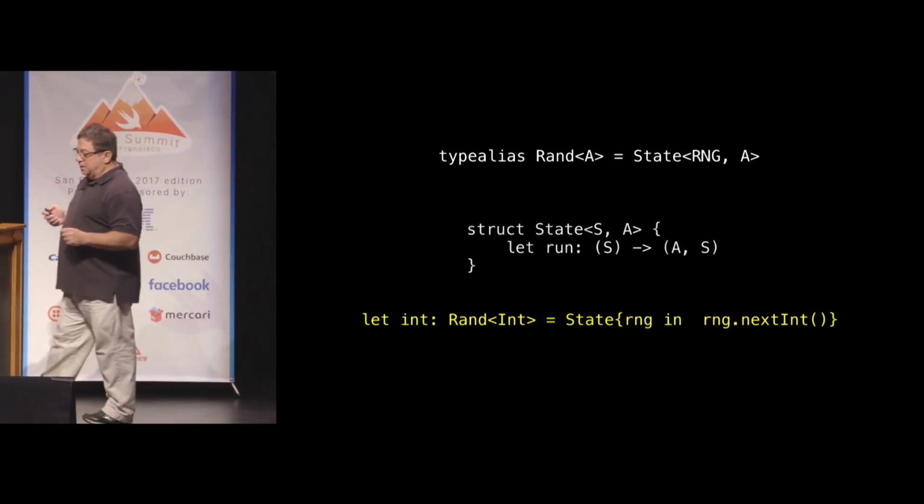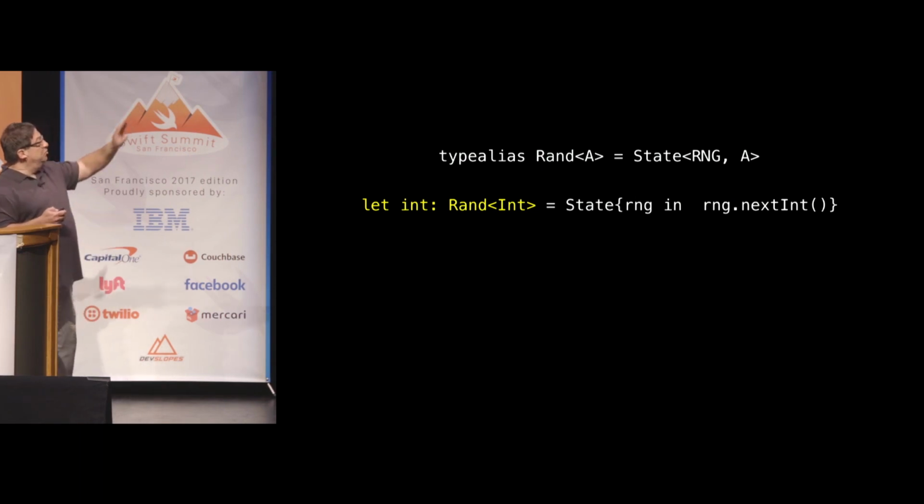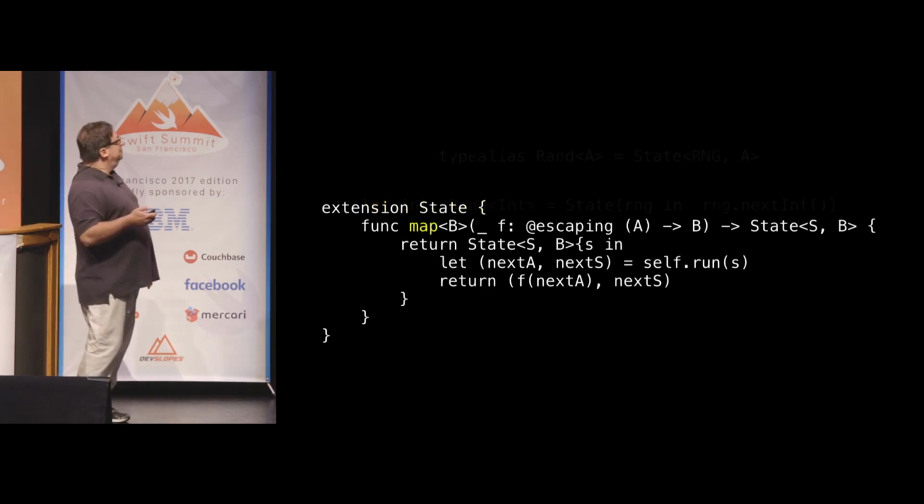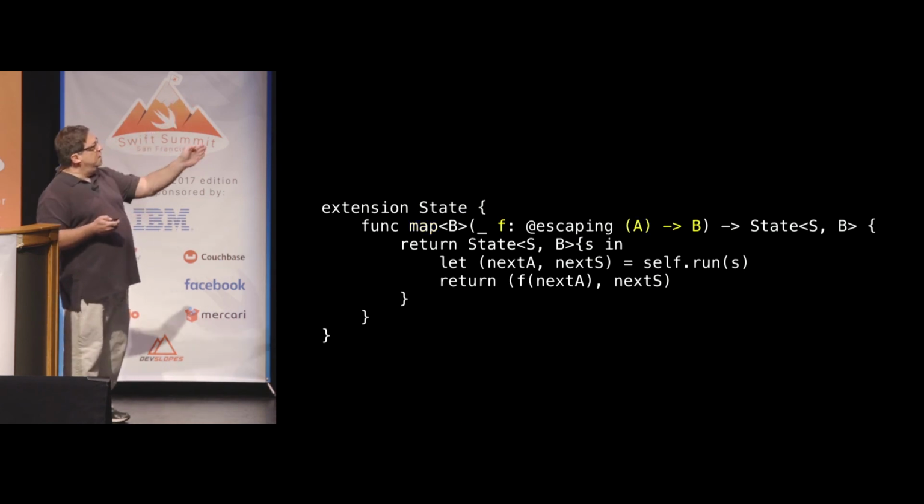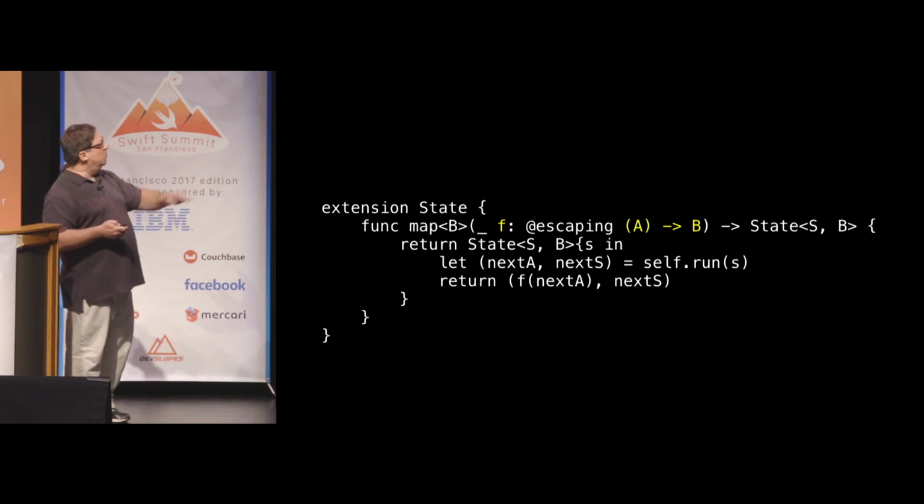You say, but that's nice. I've got my random number generator that gives me the next int, but what if I want the next double, the next bool, the next anything? You say, well, it's a talk about maps. Map's going to be the answer. So for state, we can just create a map. And the shape is exactly the same. I have a function from A to B, a function from int to double, a function from int to bool.